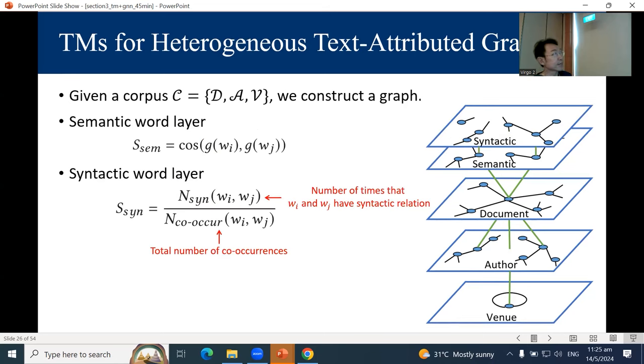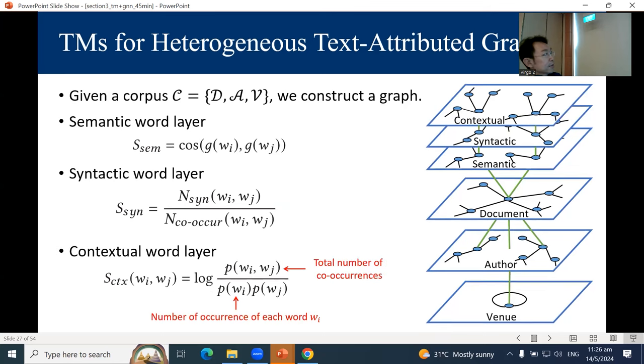You can look at syntactic. So there are various types of NLP parsing that you can do on these, let's say, textual sentences, and sometimes they can actually detect the syntactic dependencies. So in that case, you can also use that and measure how similar the words are.